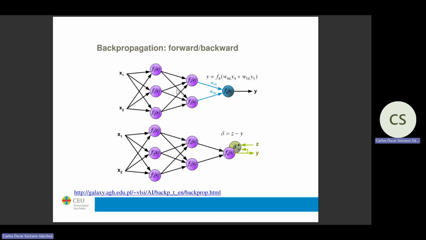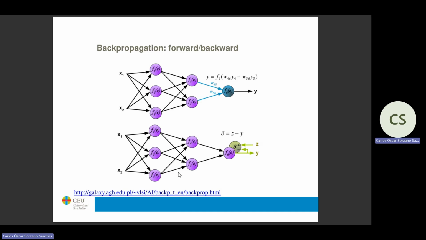So your prediction is the output of this layer, and you can compare the desired value. The desired value here is called Z, and you can compare it to your prediction. Your prediction is Y. So there will be a difference, and that difference is called delta. Now, if delta is zero, I don't have to do anything. I have a perfect prediction. I don't touch the weights.